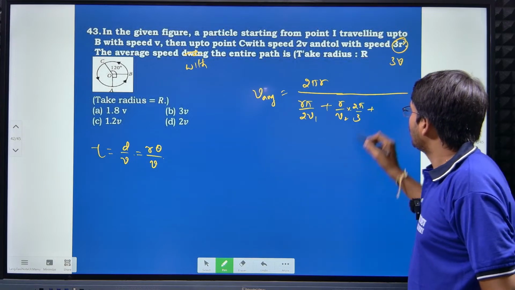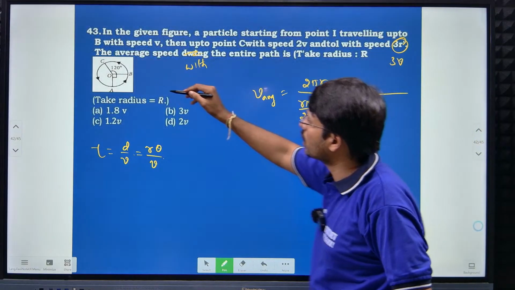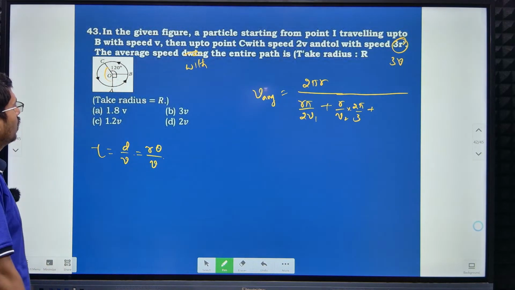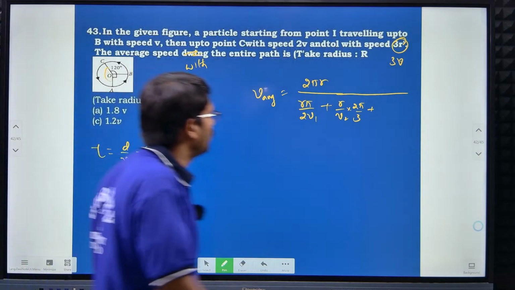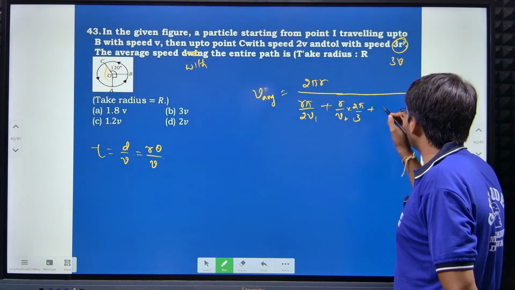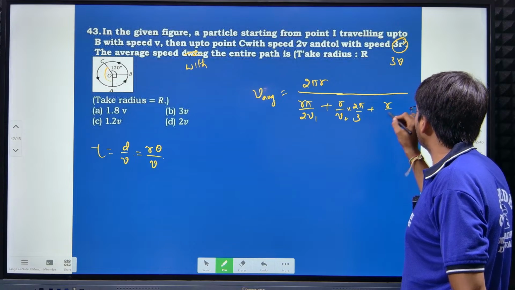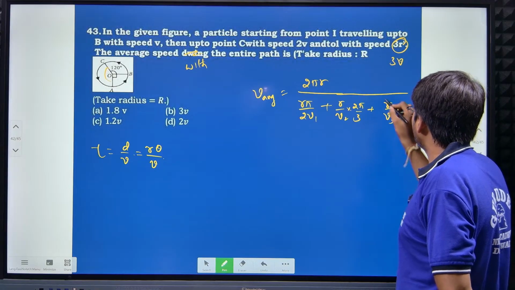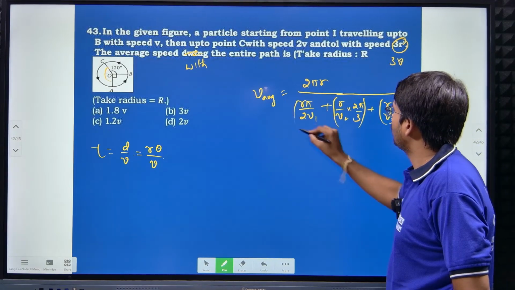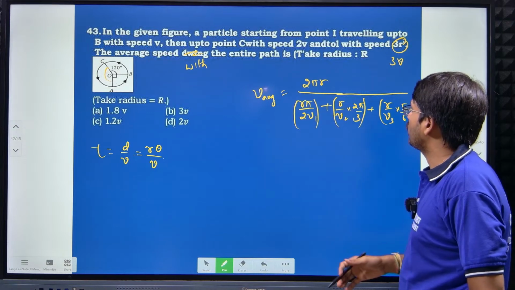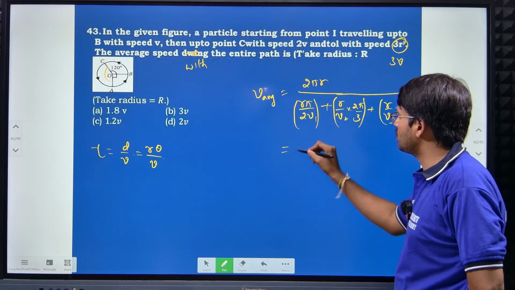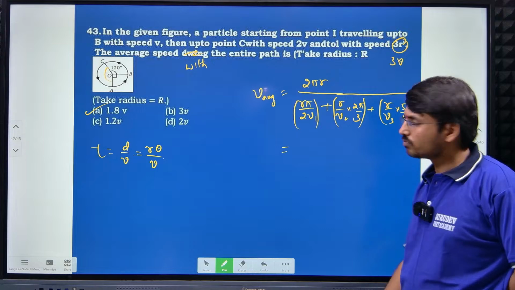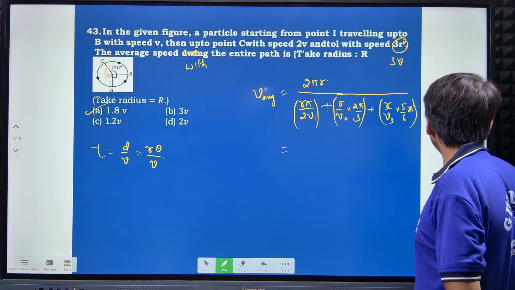plus what will this particular angle here be? This angle is 90 degrees, so 120 plus 90 will be 210, and 360 minus 210 will be 150 degrees. If it is 150 degrees, what can we write? Here we write r by v3 multiplied by 5 by 6 multiplied by pi. So you just have to simplify this. Take pi r as a common factor, and if you simplify this particular one, you will get the right answer as 1.8. So simplify this to get the right answer.